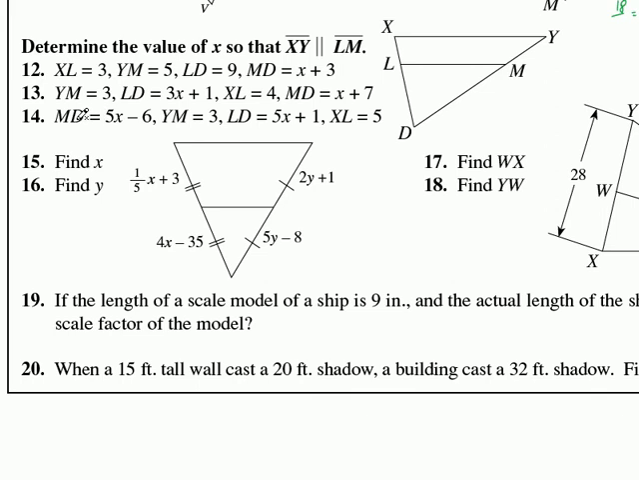Let's do this one. MD is 5x minus 6. This is the same setup. YM is 3. LD is 5x plus 1. And then XL is 5. Yeah, it's the same exact thing. I don't have to go through this, do I? 5 to 3, 5x plus 1 over 5x minus 6, cross multiply, solve for x, and you're done. They're kind of like all three identical problems, just different numbers. I probably should switch that up next year, shouldn't I? Because it's a little too monotonous.